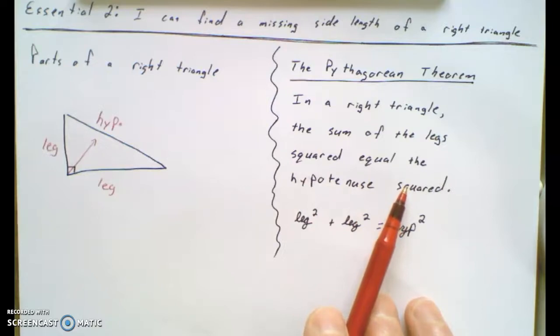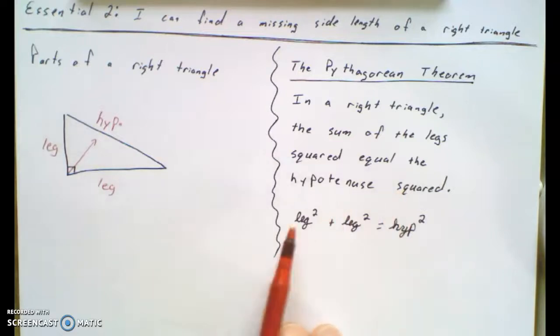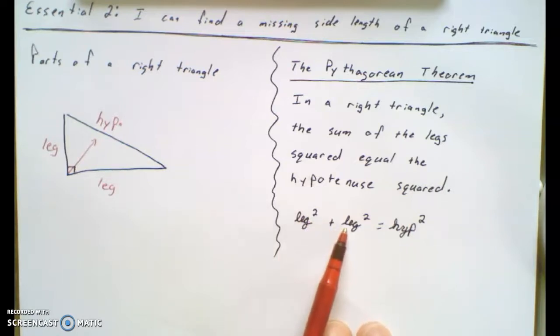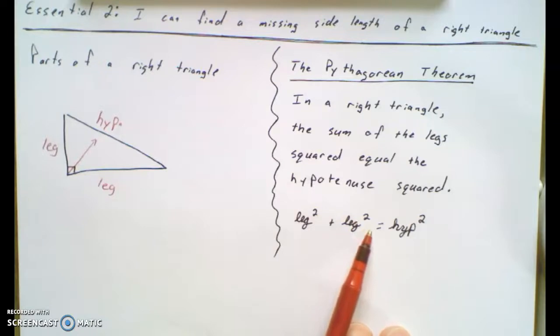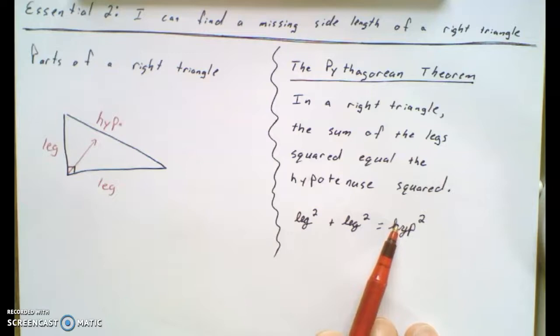And I know that it's kind of a lot to wrap our heads around, especially just in words. So visually, what does that look like? It just means if you take one of the legs squared and add it to the other leg squared, it's going to be equal to, or have the same value as, if you took the hypotenuse and squared it.